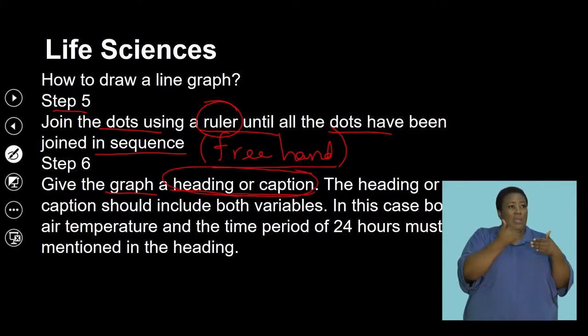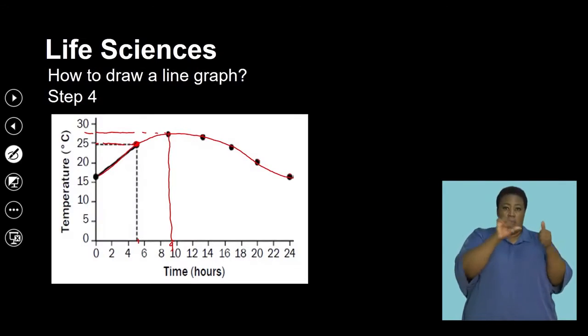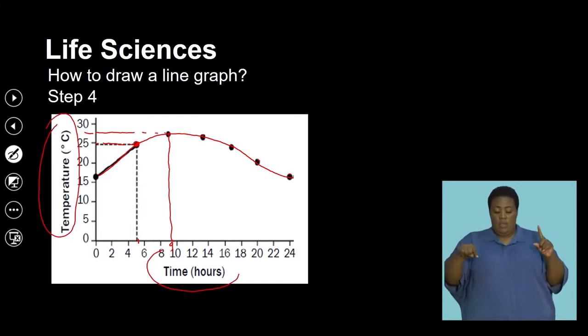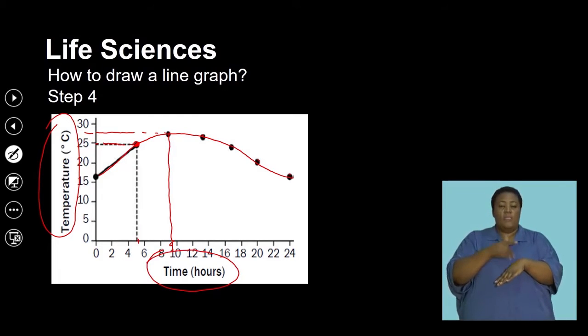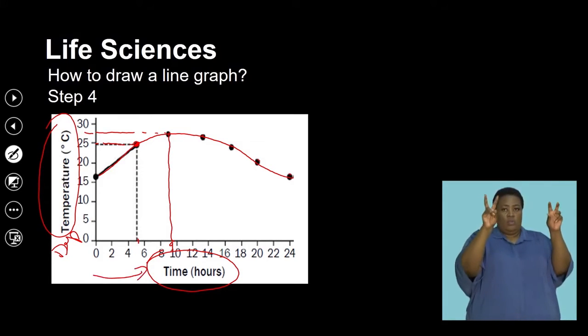A table or a graph without a heading means it's nameless, and you want to give that graph or table a heading. The heading has to include both the variables, meaning that it must have both the independent and the dependent variables. If we go back to this graph, it's going to be a graph showing the change in temperature over a period of time. I've included both the dependent variable as well as the independent variable in my heading.